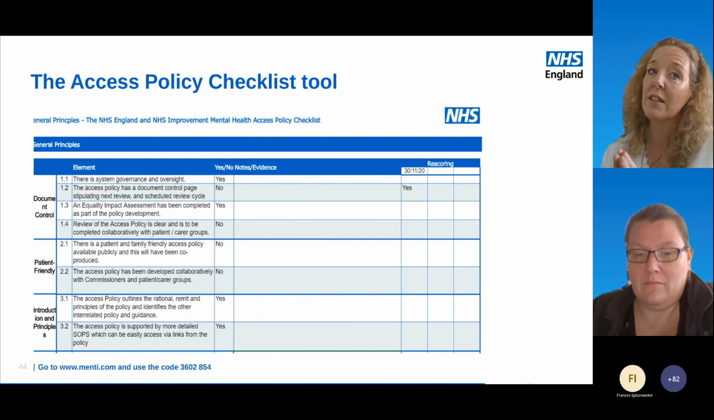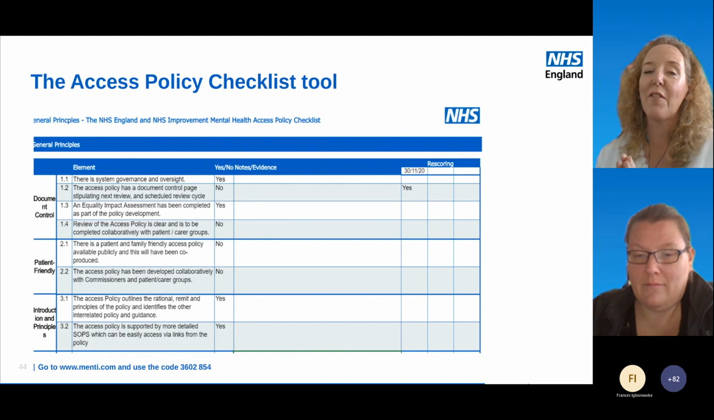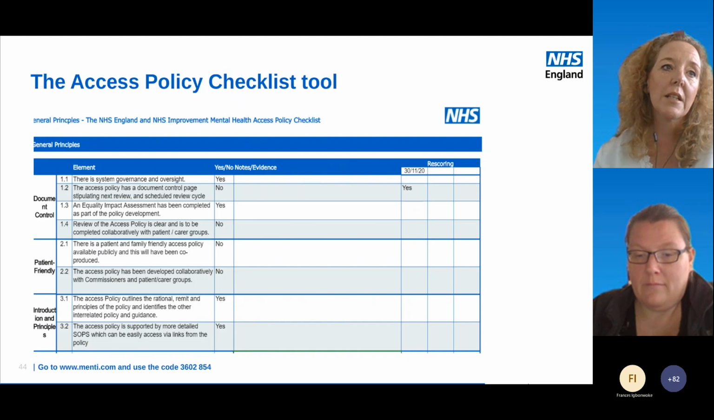In the future we would like to develop further tools. So for example, what we'd really like to do is develop a model access policy resource which would provide more explicit guidance. So a bit of a plea here, any volunteers that would like to be involved in that, please do either put your hands up today or drop us a line. That would be amazing. Thank you.